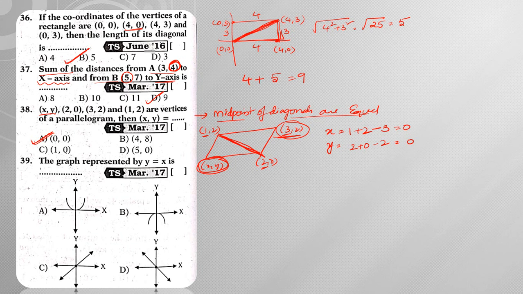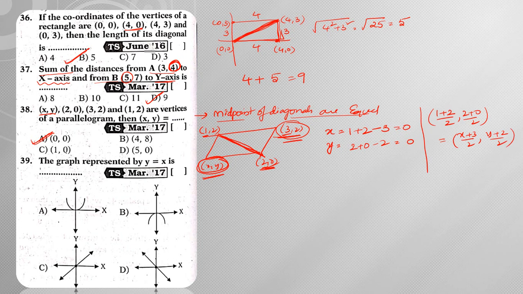The same thing we can do by the midpoint formula also, right? So by the midpoint formula, how can you do it? You need to find the midpoint of these 2 points and the midpoint of these 2 points, and you need to equate them. What am I going to get? So (1 plus 2)/2, (2 plus 0)/2. So this midpoint of these 2 points is equal to (x plus 3)/2, (y plus 2)/2.